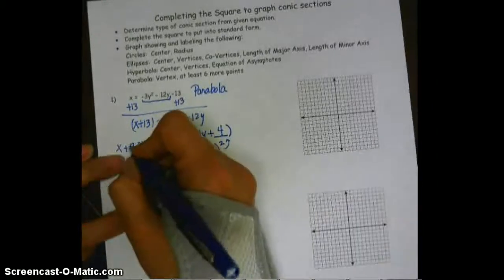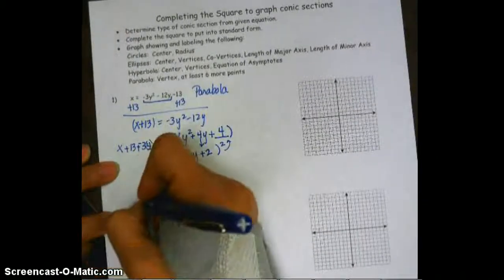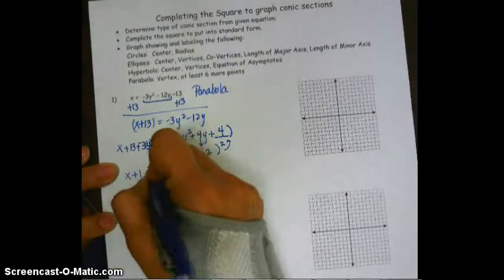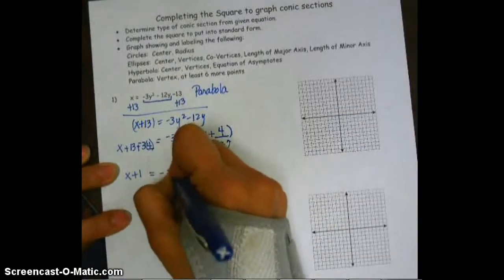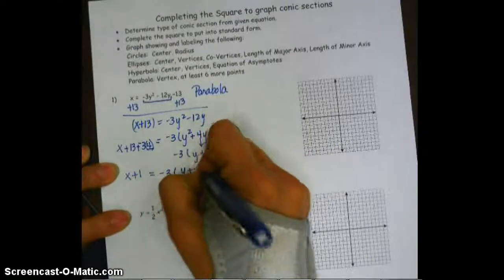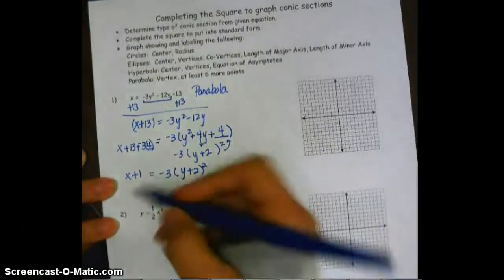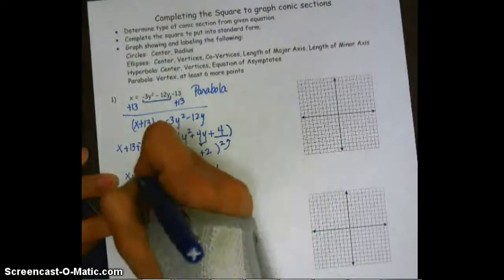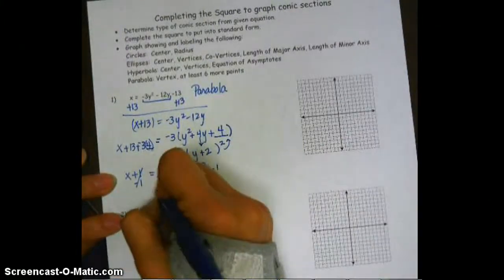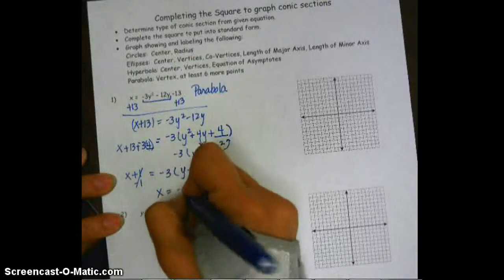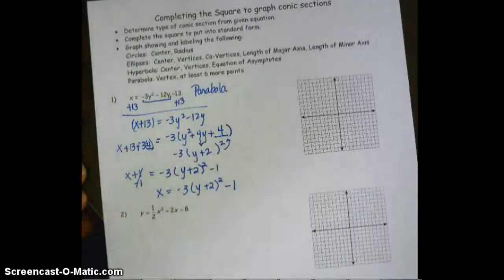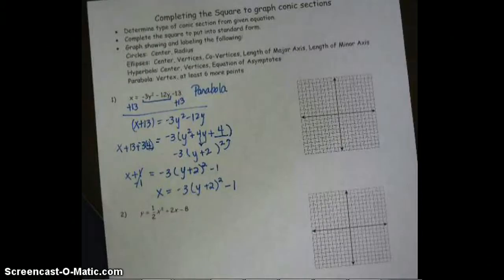All right, so x plus 13 minus 12 reduces to x plus 1 equals, and then I have negative 3 times y plus 2 quantity squared. We're almost there for it to look like the standard form for a parabola, and we just have to subtract 1 now. And so the form now looks like x equals negative 3 times y plus 2 quantity squared minus 1. All right, now we're ready to graph this.